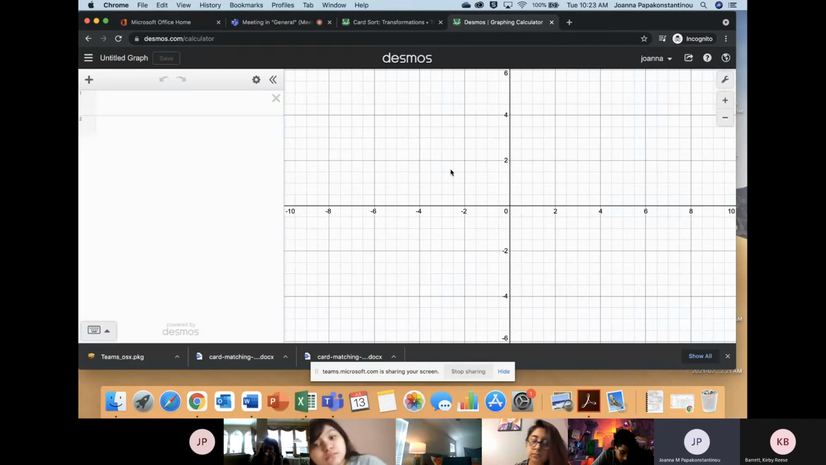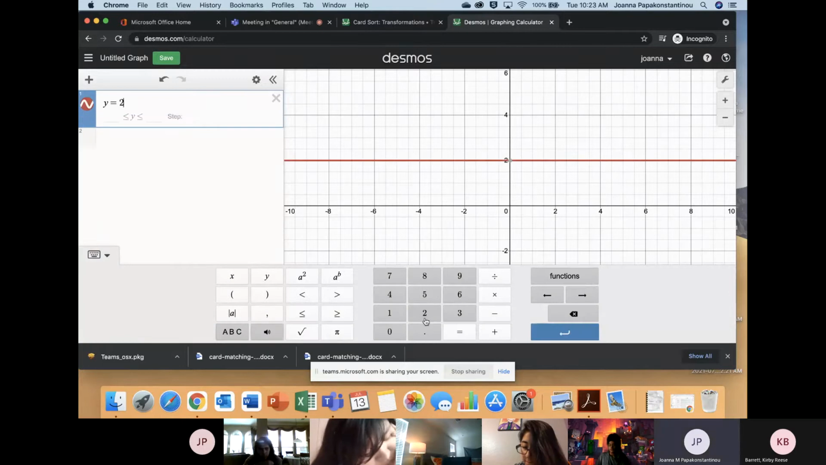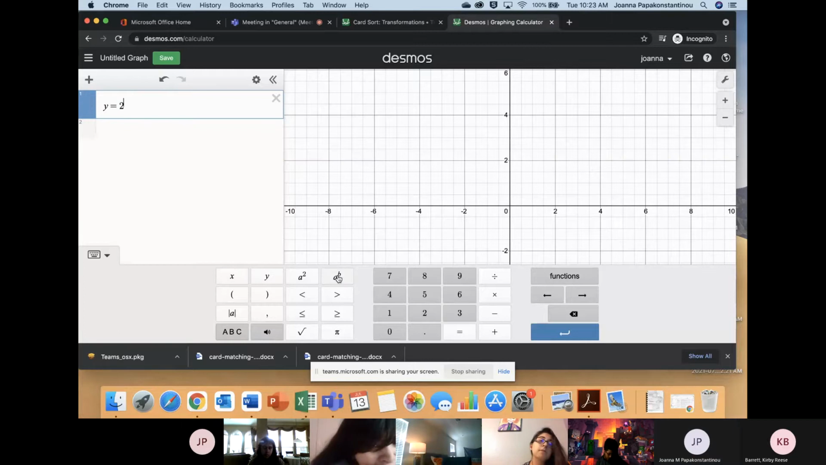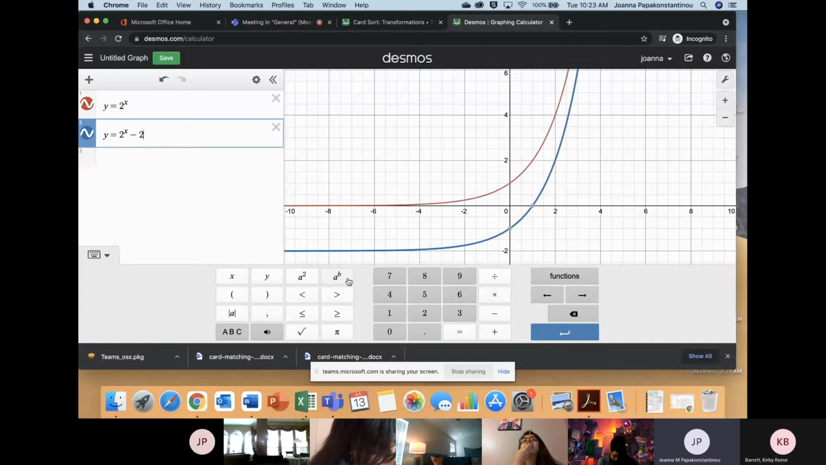Okay, so here is our parent, y equals 2 to the x. There's my exponential growth. Domain, all real numbers, range 0 to infinity. If I were to take that parent and subtract 2, I'm shifting it down 2.